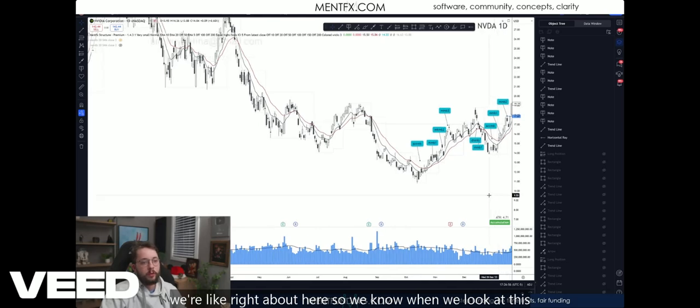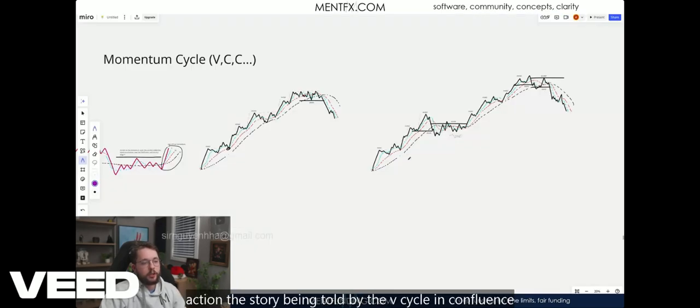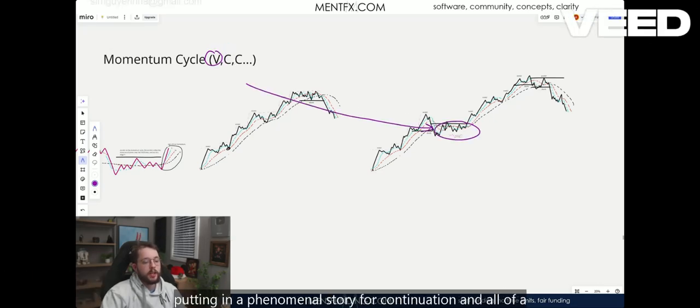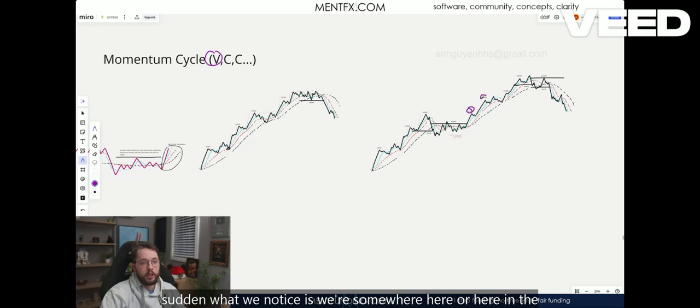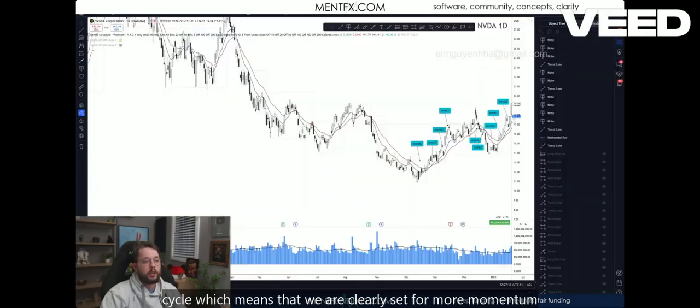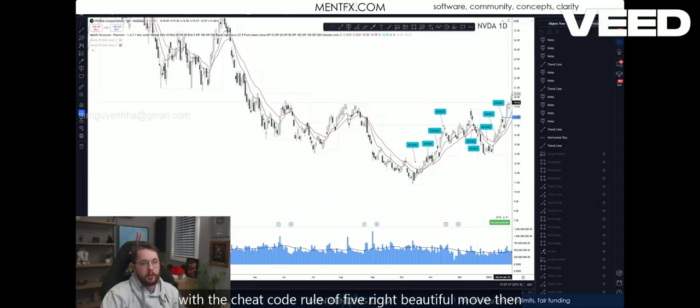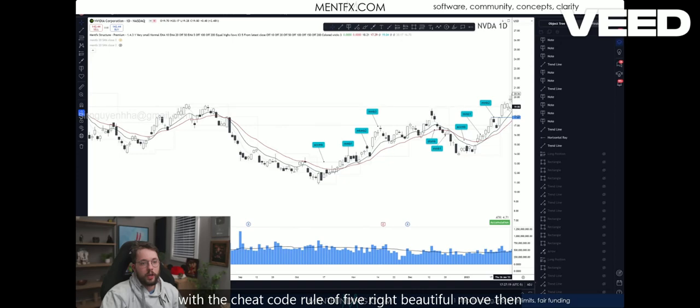So we know when we look at this already, even though we might not have traded any of this action, the story being told by the V cycle in confluence with the context cycle in terms of where it is now is putting in a phenomenal story for continuation. And all of a sudden what we notice is we're somewhere here or here in the cycle, which means we are clearly set for more momentum MBs to continue, right? And then we get a momentum MB here with the cheat code rule of 5, right?